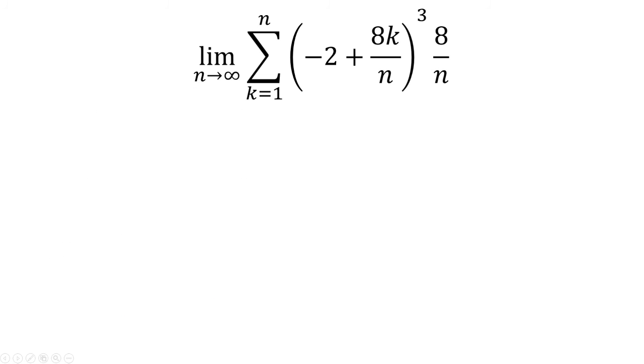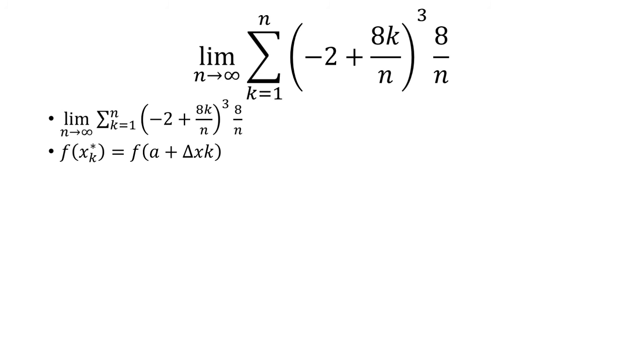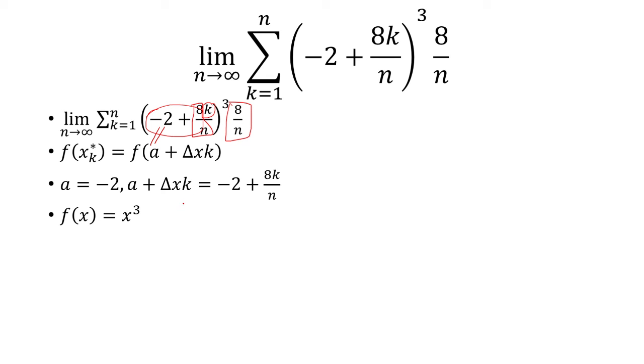Now let's look at a different approach. So this approach says that the inside function is a plus delta x k. So this entire thing is going to be a plus delta x k. A clearly has to be negative 2. Okay, delta x is 8 over n. So you're multiplying it by k, delta x k. Here's k. The rest is your delta x. And it's also all here. So now you get your function.